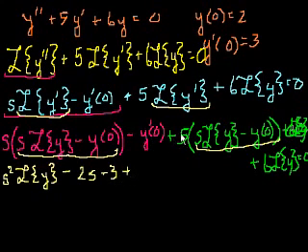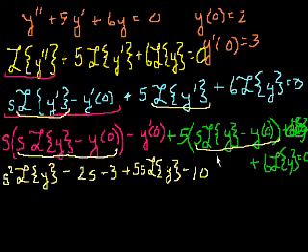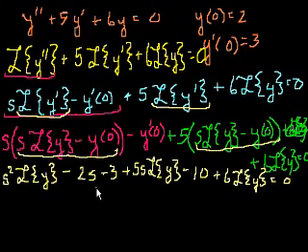Plus, so we have 5 times s times the Laplace transform of y. So plus 5s times the Laplace transform of y. Minus 5 times y of 0. y of 0 is 2, so minus 10. Minus 10, right? This is 2 right here, so 5 times 2. Plus 6 times the Laplace transform of y. All of that is equal to 0.